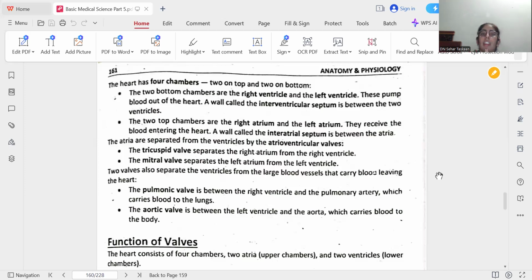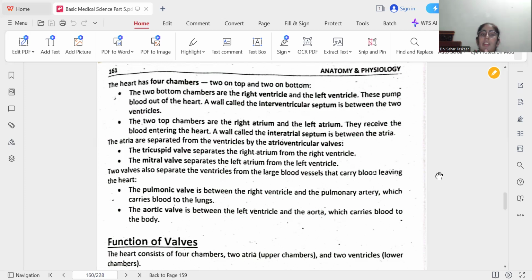A wall called the interventricular septum is between the two ventricles. The two top chambers are the right atrium and the left atrium. They receive the blood entering the heart. A wall called the interatrial septum is between the atria. The atria are separated from the ventricles by the atrioventricular valves. The tricuspid valve separates the right atrium from the right ventricle. The mitral valve separates the left atrium from the left ventricle.